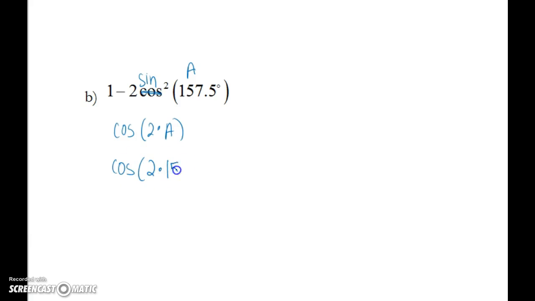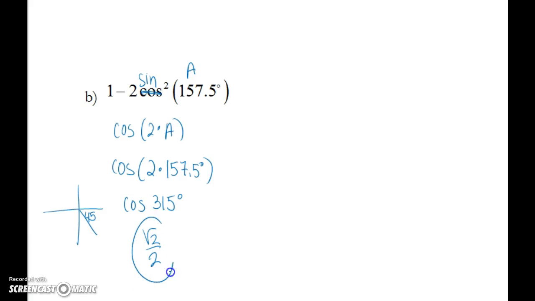Cosine of 2 times 157.5 degrees, and 157.5 times 2 works out to 315 degrees. And 315 degrees is a 45 in quadrant 4. So the cosine of 45 degrees is root 2 over 2, and it's positive because cosine is positive in quadrant 4. So again, there was an error in the original problem.